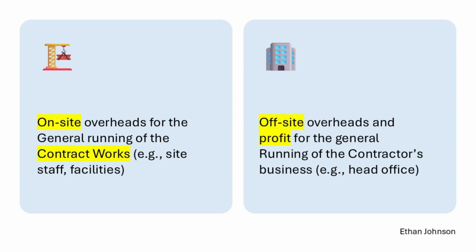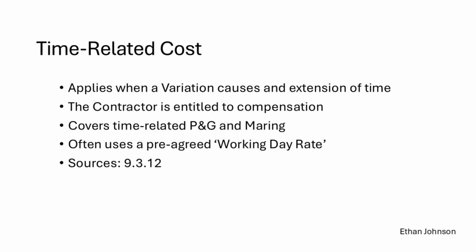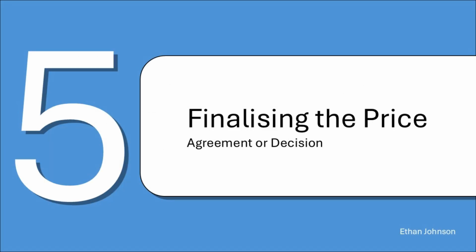Usually, these percentages are agreed upfront in the contract, but, and this is a big but, what happens when a variation actually causes a delay? This is a super important point. Clause 9.3.12 is very clear that if a variation leads to a fair extension of time, the contractor has a right to be paid for their time-related cost during that delay. This is often done using a pre-agreed working day rate, which basically covers the daily cost of running the site and the head office.